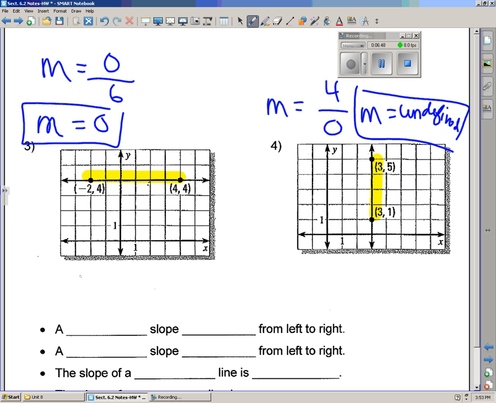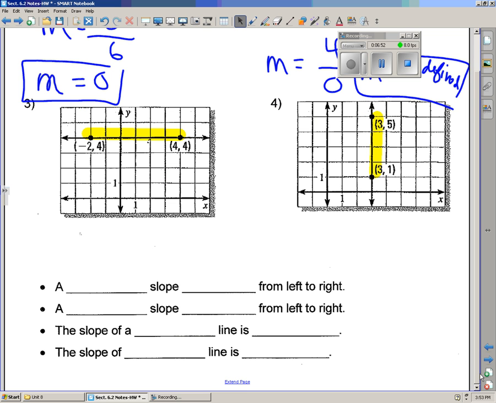There we go. So what's very interesting to notice is taking a look at some of the slopes. We'll do these two right now, 3 and 4. The slopes are 0 when your line is horizontal. So the slope of a horizontal line, this is the 3rd bullet, the slope of a horizontal line is literally 0. The slope of a vertical line is undefined.